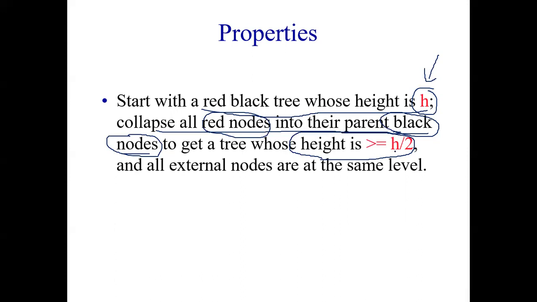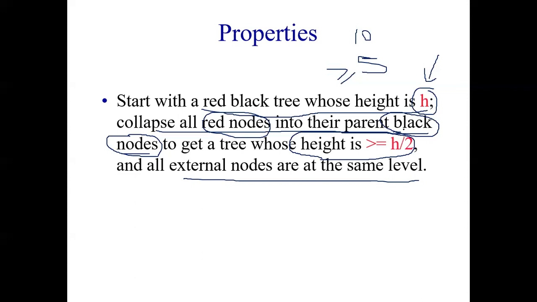That is, if previously the height is 10, now the height will be greater than or equal to 5. Exactly, it depends on how many red nodes are there. And after performing all these things, all external nodes will come to the same level. Previously, all external nodes may not be at the same level, but after doing this, all external nodes will come to the same level.